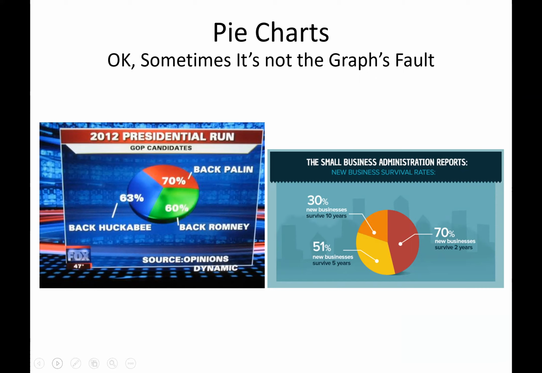And the trouble with the one on the left is they brought in the positive responses for 3 different questions. Would you back Huckabee? Would you back Romney? Would you back Palin? And they shoved them into a pie chart for some unknown reason. On the right, that's actually time series data. So, how many small businesses are left over a 10-year period? So they look after 2 years, 5 years, 10 years.